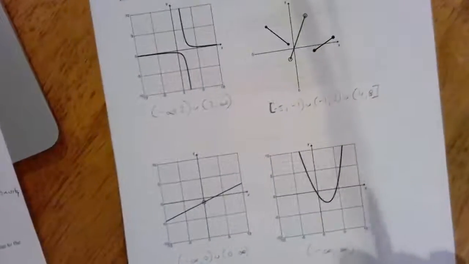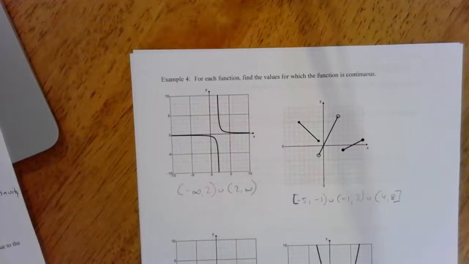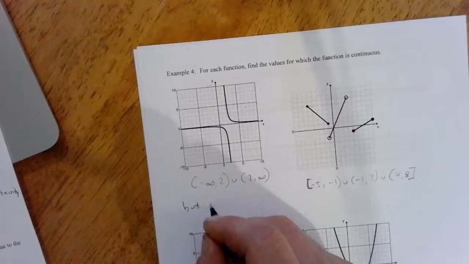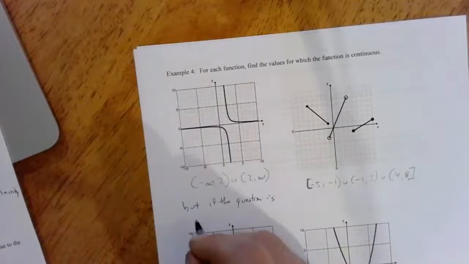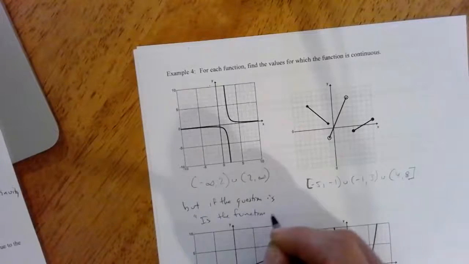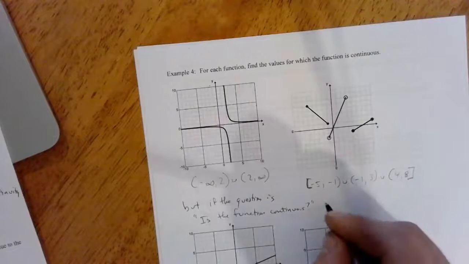So let's take a look at this. We're looking at example 4. Hopefully you did these already. This is the find the values for which the function is continuous. It is continuous for these values. But if I asked you, is the function continuous? If that was the question instead, the answer would be yes.